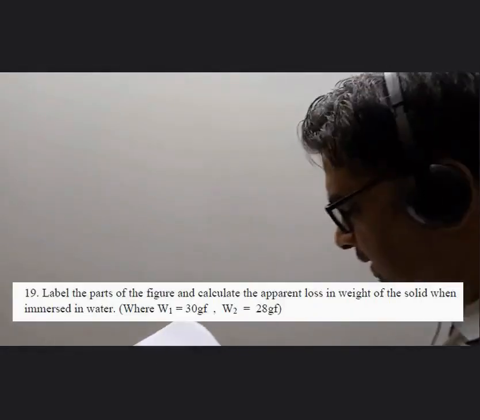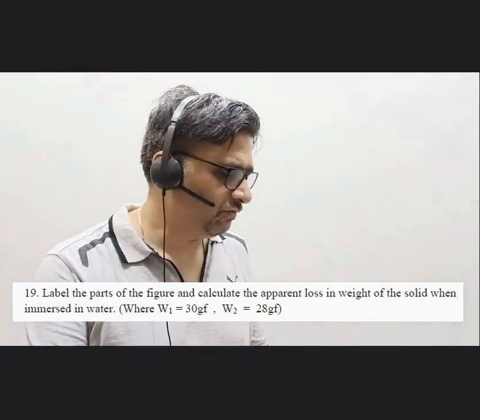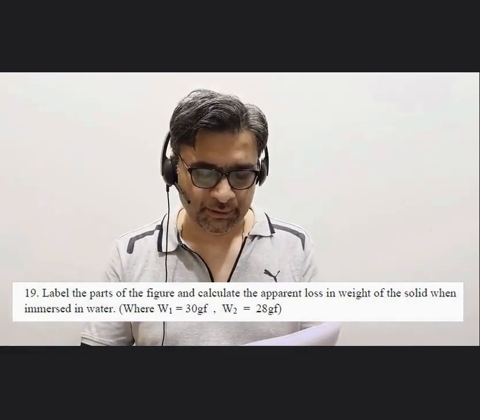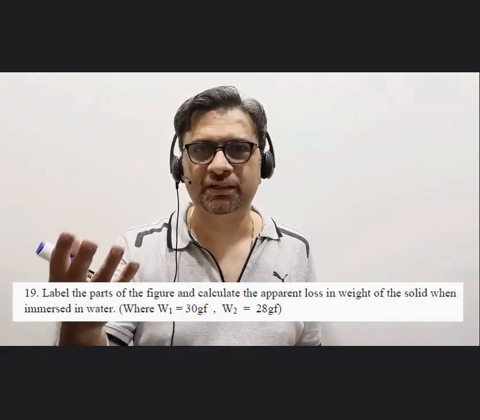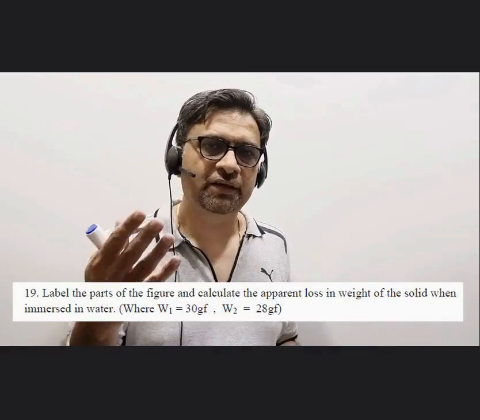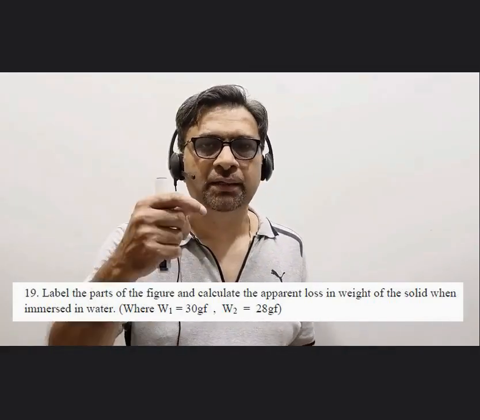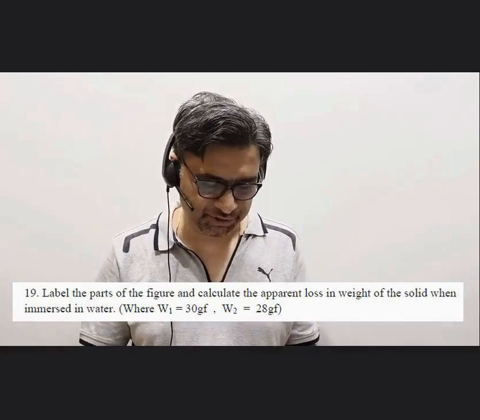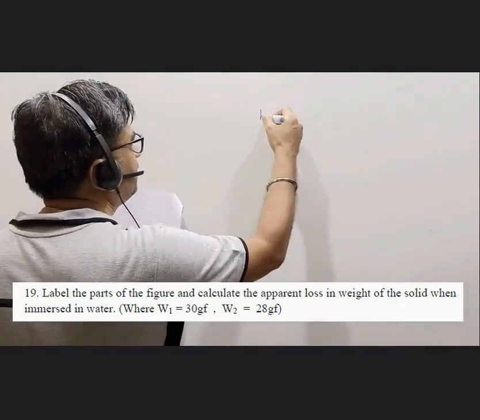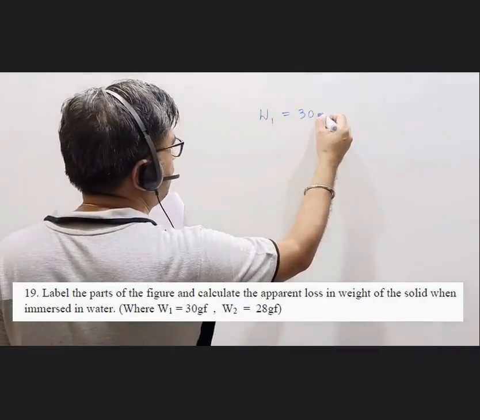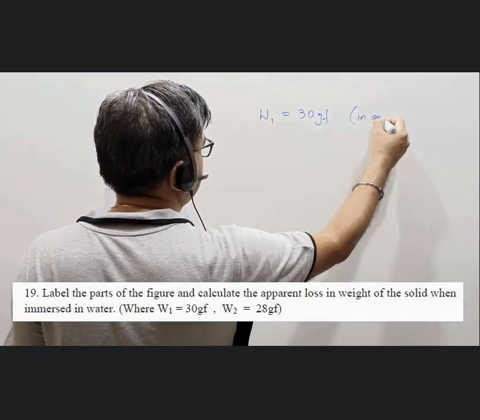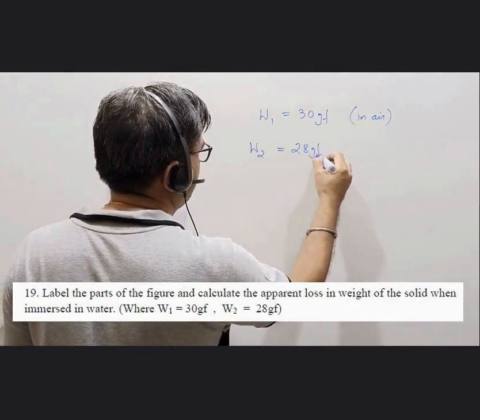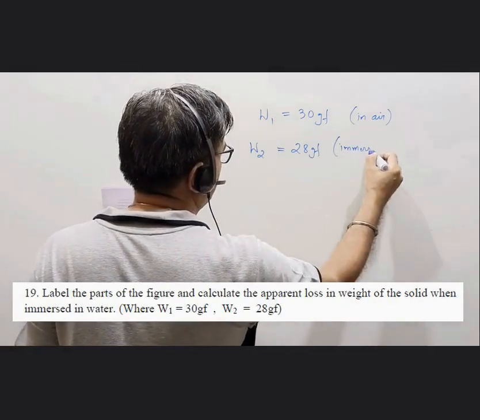So question number 19 is a question involving a figure. I'm not drawing this, I'm not going deep into this because it's a simple question. I will just tell you what the figure says. If there are two figures, and in one a spring balance measures the weight of a body in air, and it shows 30 gf. So in the first case, the weight of the body is 30 gf, measured in air, and W2 of the same body is 28 gf when it is immersed in water.